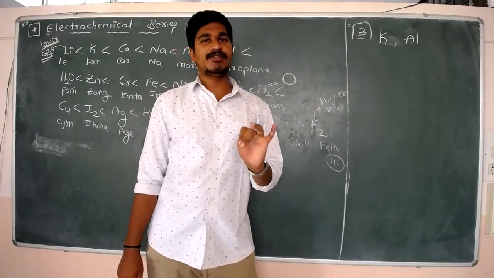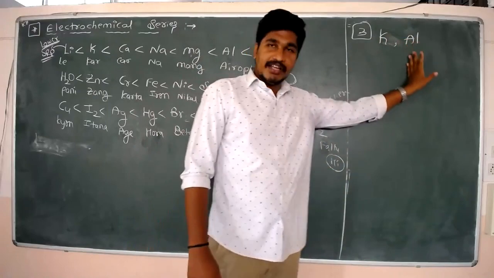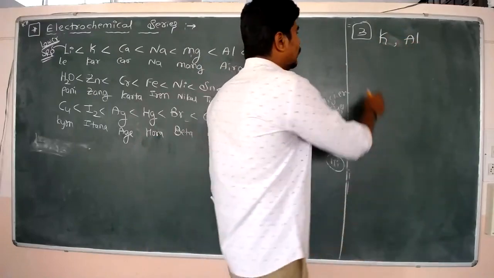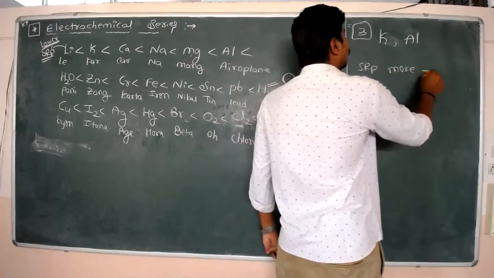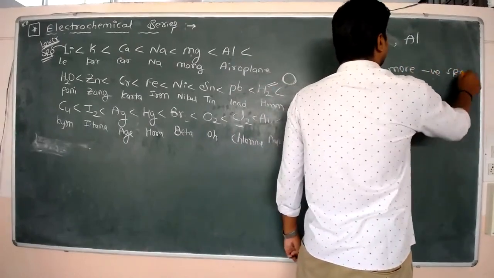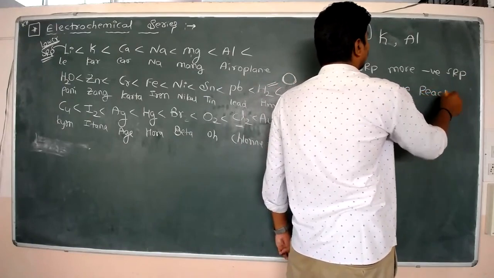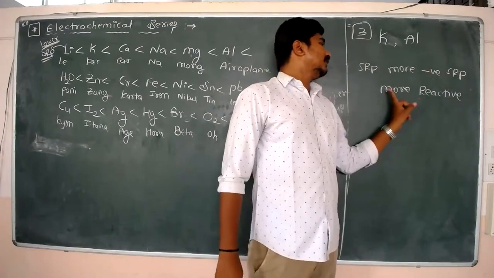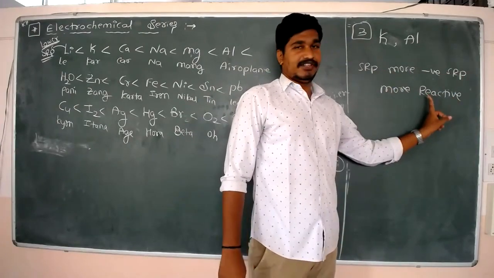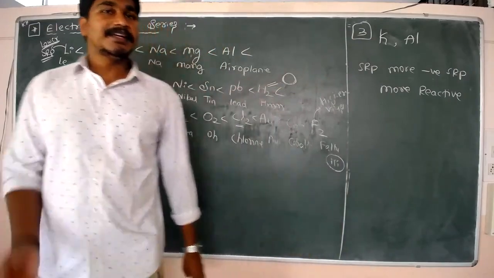Option C, both potassium and aluminum. Option D, none of the above. Now, which is more reactive? Always remember, the one which has more negative SRP is more reactive. The element which has more negative SRP has more reactivity.